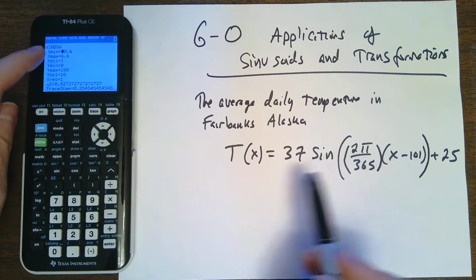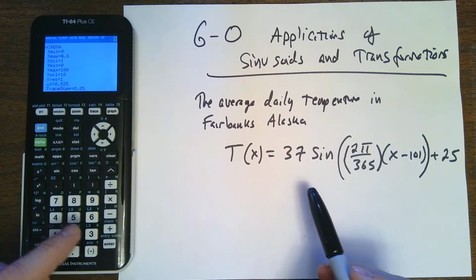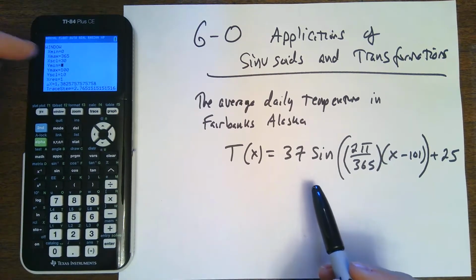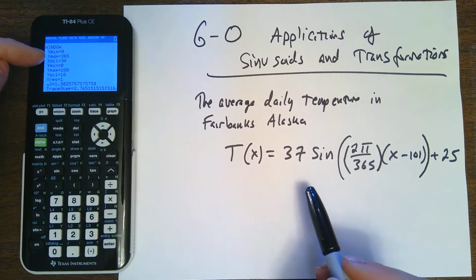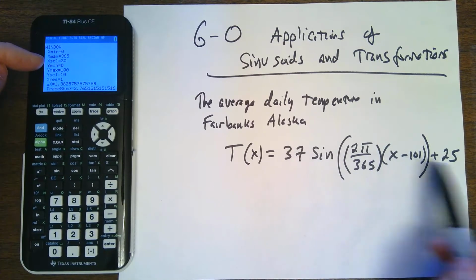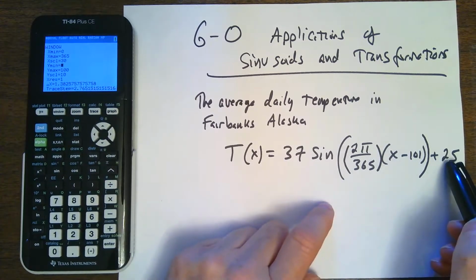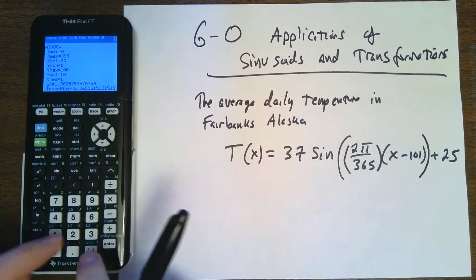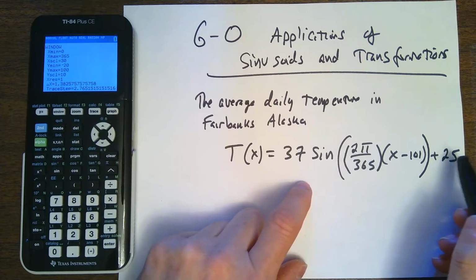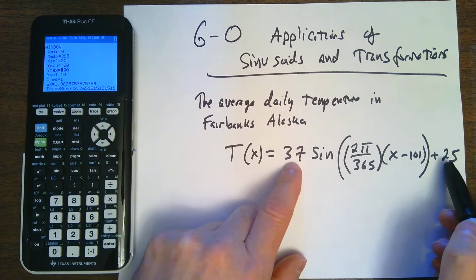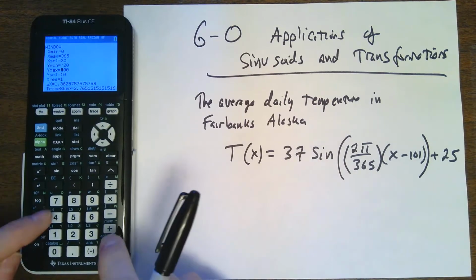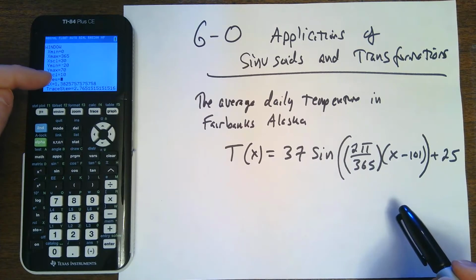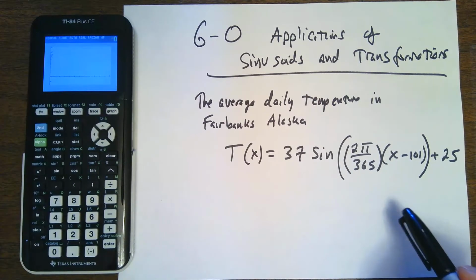All right, window. X represents the days, so I'm going to go from day 0 to day 365, which is 1 complete year, and we'll do 30 day increments, so about every month. Y's represent the temperatures. The center line is 25, and it goes 37 below that, so the lowest temperature is going to be negative 12. So I'm going to go from negative 20. The highest temperature will be center line 25 plus the amplitude, which is 62. So I'm going to go to 70, scaled in 10 degree increments. Negative 20 to 70, scaled in 10 degree increments, 0 to 365 days, and graph it.